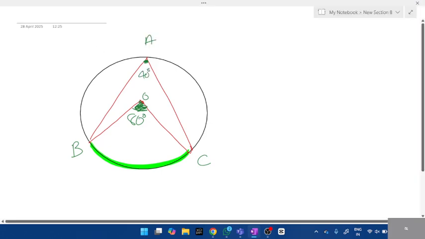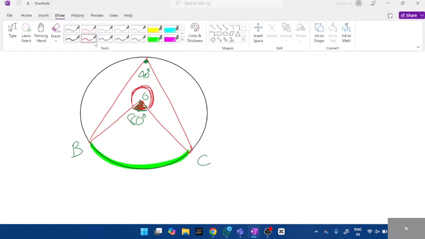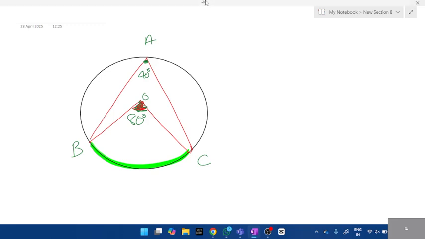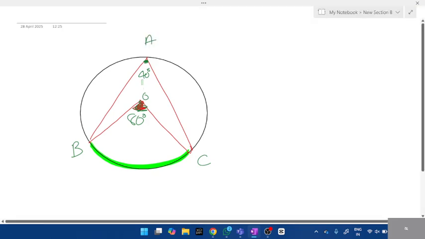Now look at the angle. We have BOC is 80. Okay, BOC is 80, and outside the value is different. Interior, exterior, which means the angles which you are going to find are not continuous.